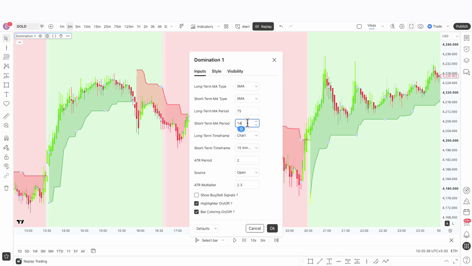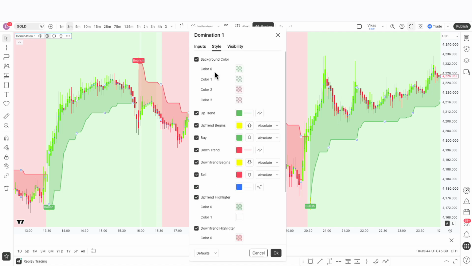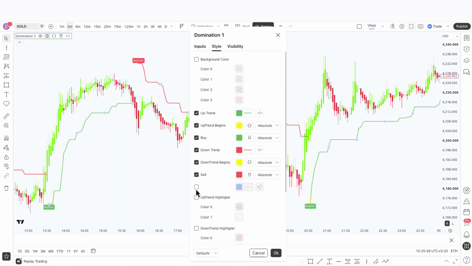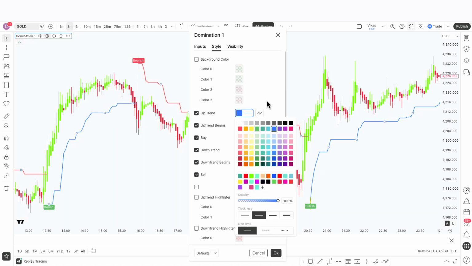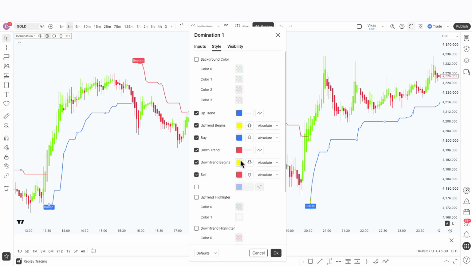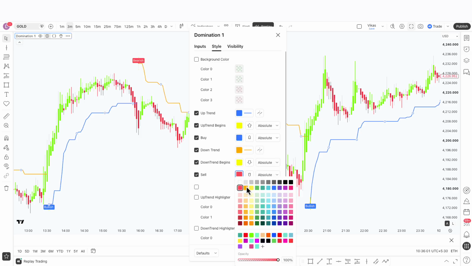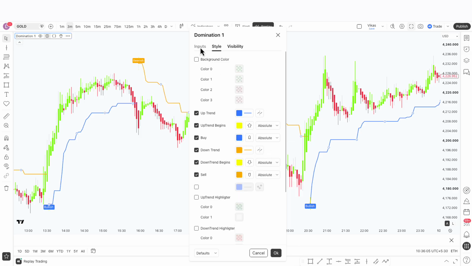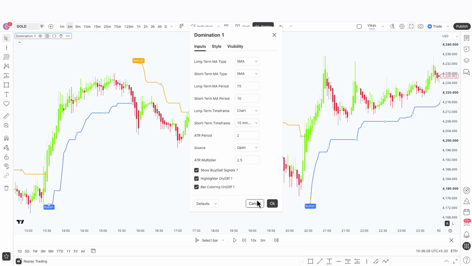First, we have changed the short-term MA period from 14 to 10. We have to keep these options checked. After that, change the ATR multiplier from 2.3 to 2.5, and we keep these options hidden. Then change the uptrend color from green to blue, and the downtrend color from red to orange. Here everything is fine, after that click OK.